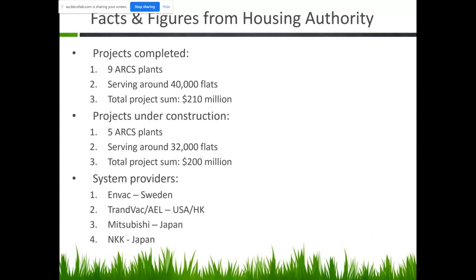Now, this is about the figures. For this, wow, a huge amount, over about 200 million. But the results, the impacts, and the feedback from the tenants were not so good. That's why, in Hong Kong, this system is not common.